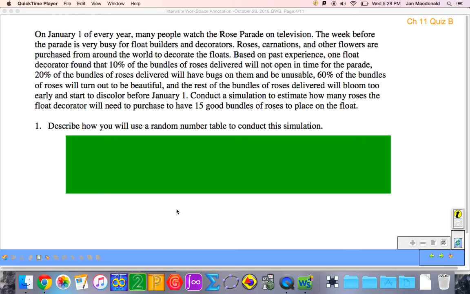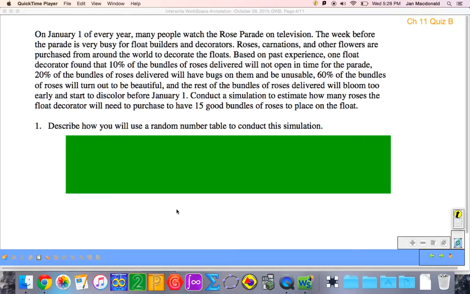All right, so first we're going to describe how we would use a random number table to conduct this simulation. Well, we know 10% of the bundles of roses delivered will not open in time for the parade. So if we use the digits 0 through 9, we can let 0 represent the bundles of roses that were not delivered on time. Then we know 20% of the bundles of roses delivered will have bugs on them and be unusable. So we'll let 1 and 2 represent unusable bundles of roses.